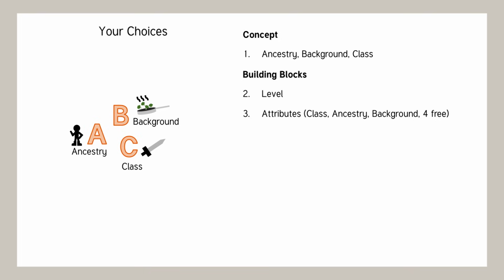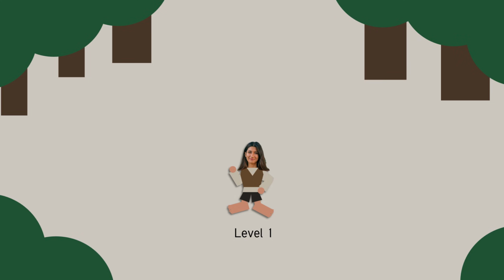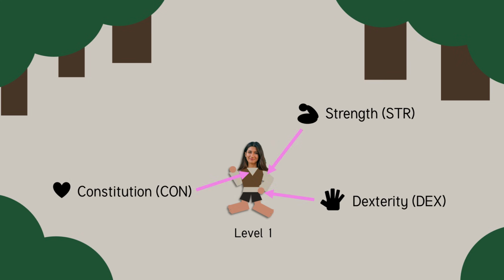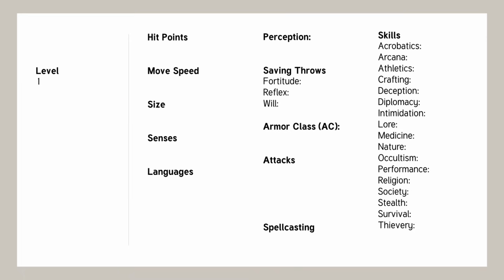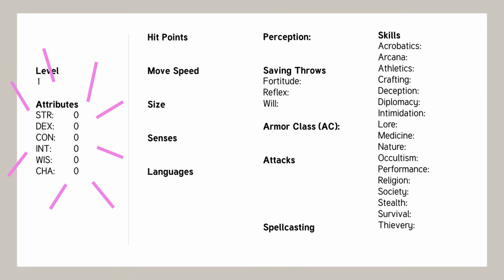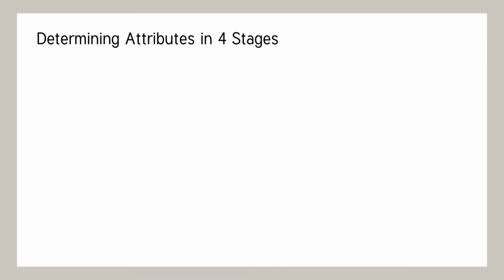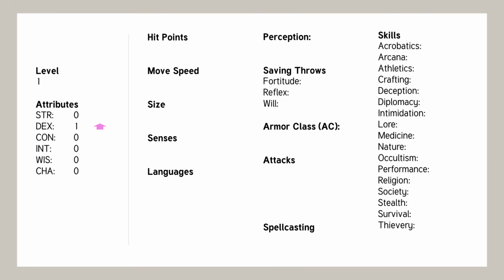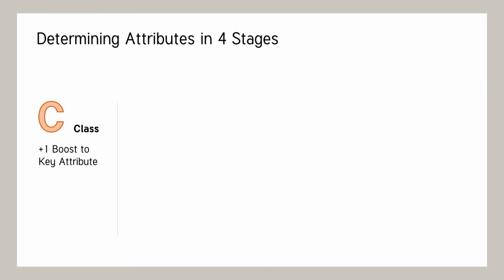Your attributes are the most fundamental abilities of your character. They're innate skills without training. You have 6: strength, dexterity, constitution, intelligence, wisdom, and charisma. Put them all at 0 to start, then go through 4 stages to determine what they are. First, your class will give you a +1 boost to one attribute called your key attribute. You might be able to choose your key attribute, like a fighter being able to choose between strength or dexterity. Once you choose, you cannot change it.